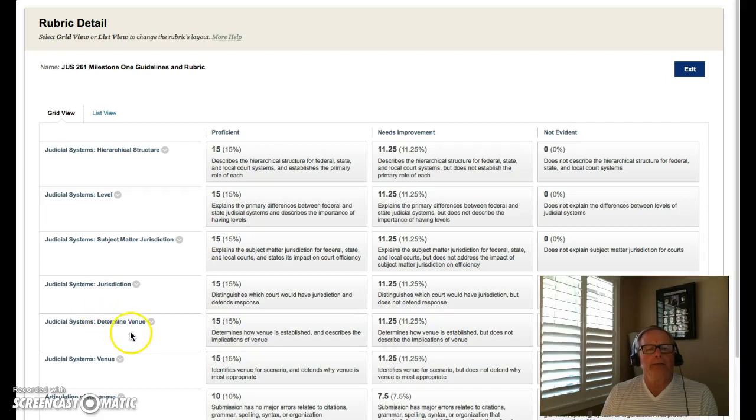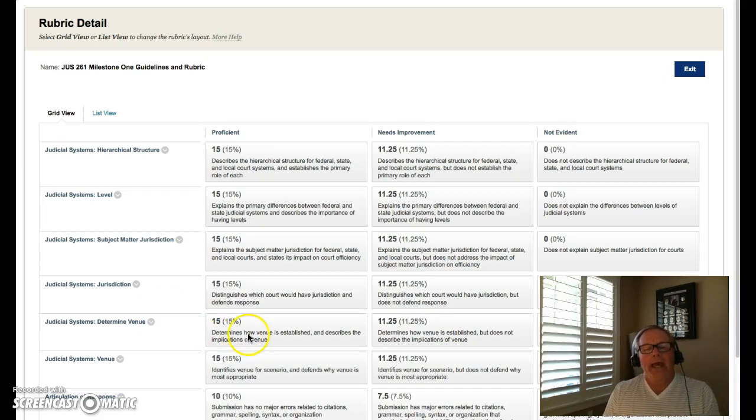Okay. Next is venue. We talked about venue. Determine how venue is established and describe the implications of venue. So venue, again, is the location, right? We talked about location. So the scenario you have is a bank robbery that occurs in Washington, D.C. Okay, so for our purposes of our little assignment here, the jurisdiction is going to be federal. We're going to treat the bank robbery as a federal crime, although most states have robbery statutes, and so we can go either way. But for our case, it's going to be a federal crime.